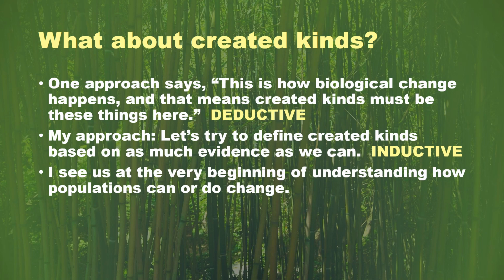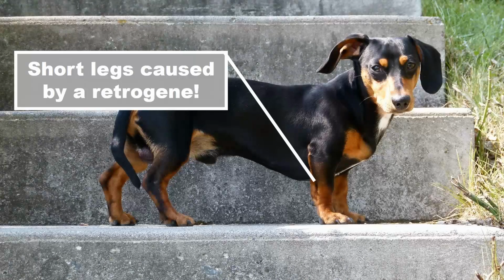So let me give you an example. Here's a Dachshund, right? Good old Dachshund with their tiny little short stumpy legs, much shorter than they should have for the body size. And they're actually caused by something called a retrogene. And a retrogene, this is kind of mind-boggling. This is way beyond simple point mutation, let's put it that way.